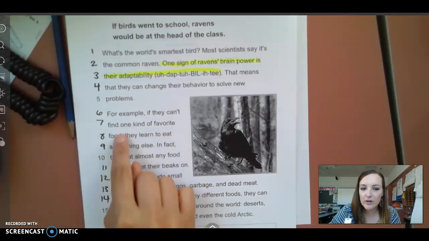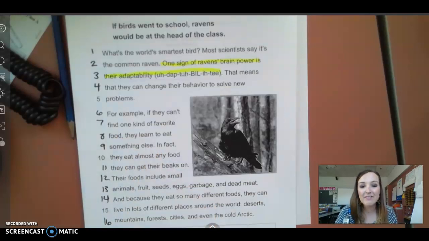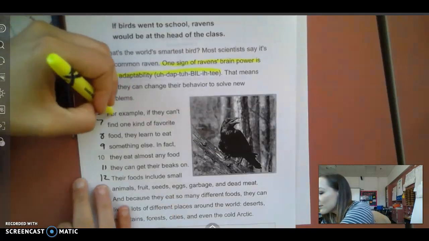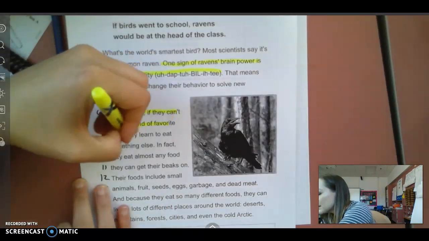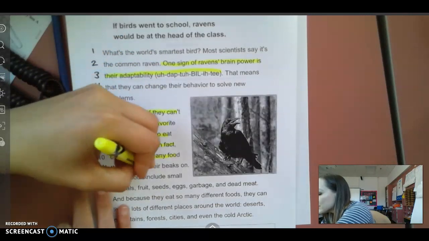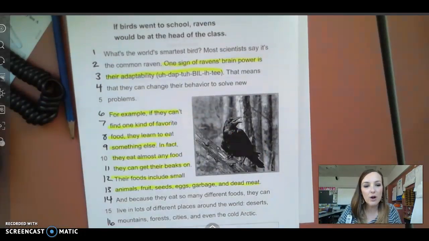of favorite food, they learn to eat something else. So the author here is providing evidence and examples that if they can't find their favorite food, they'll just eat something else. And she goes on to list some examples of things that they might eat. So I'm going to highlight where it says, for example, and then I'm going to continue highlighting this section. If you have a highlighter or even a pencil at home, you can also highlight that part or underline it.